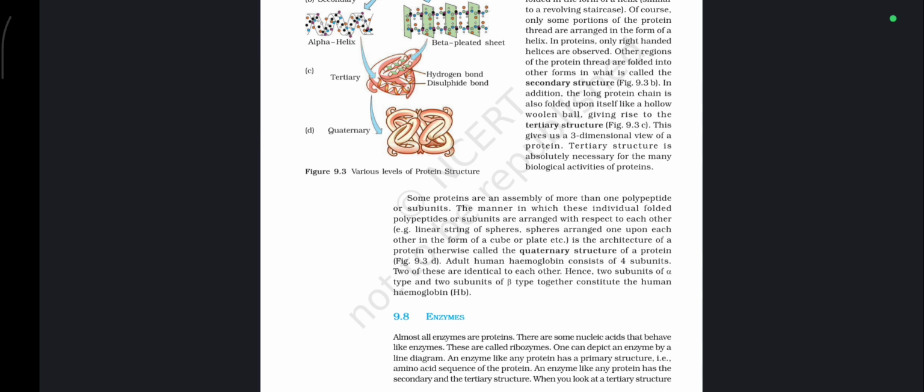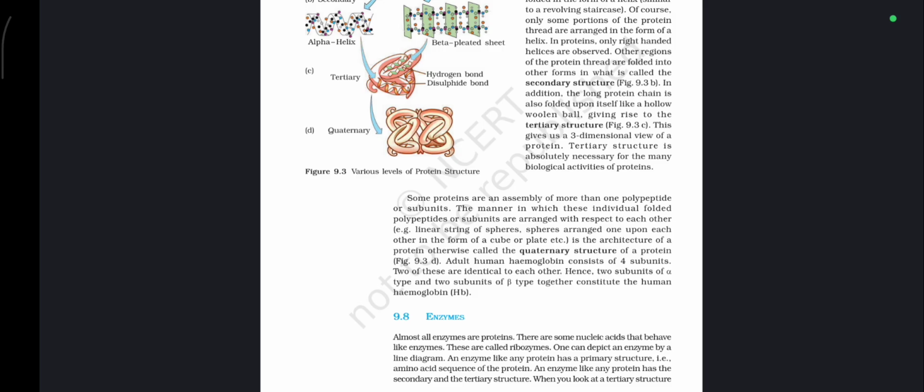Enzymes. Almost all enzymes are proteins. There are some nucleic acids that behave like enzymes. These are called ribozymes. One can depict an enzyme by a line diagram. An enzyme, like any protein, has a primary structure, the amino acid sequence of the protein. An enzyme, like any protein, has the secondary and tertiary structure.